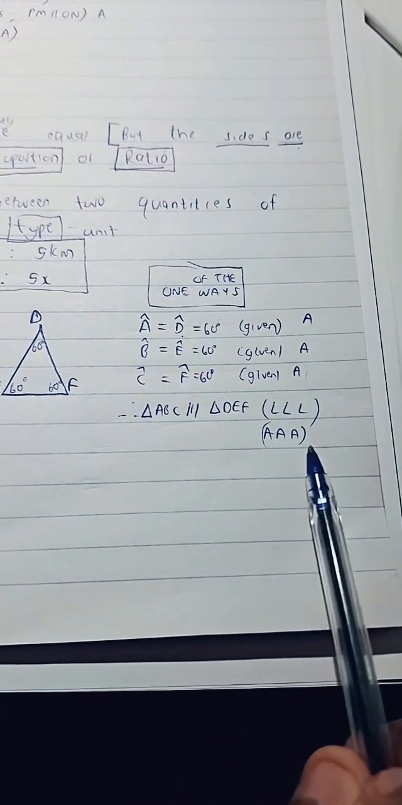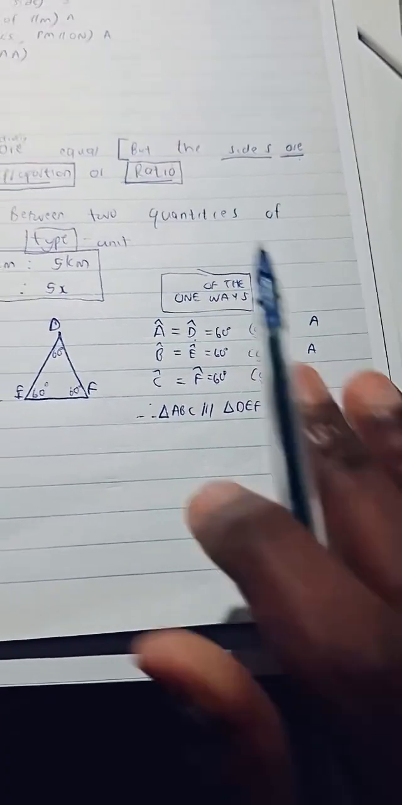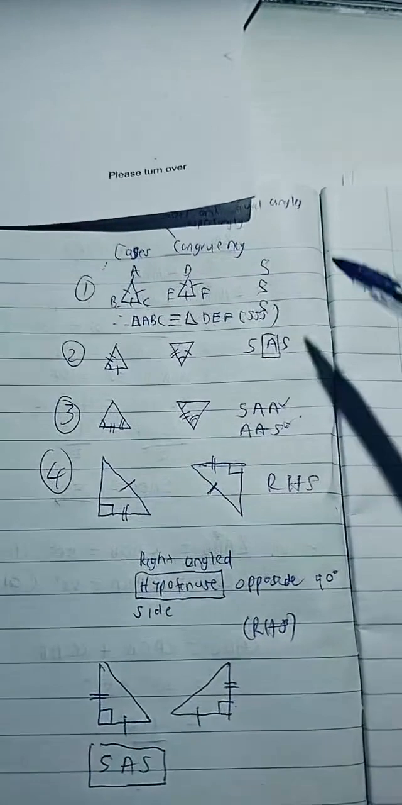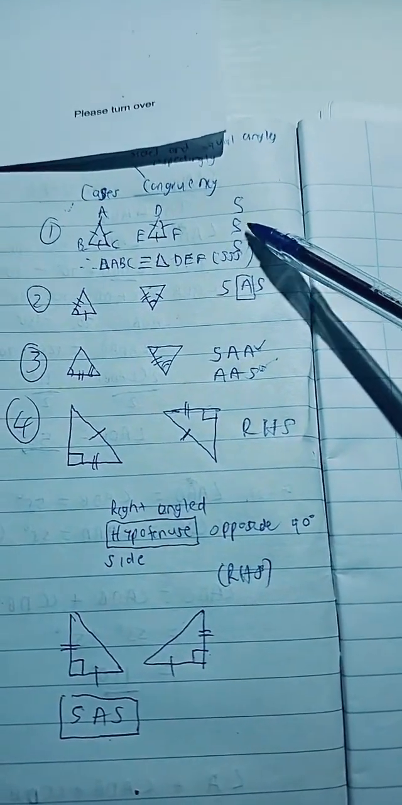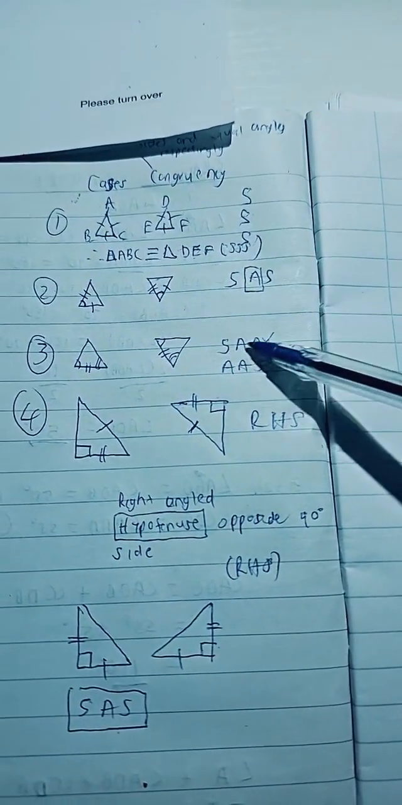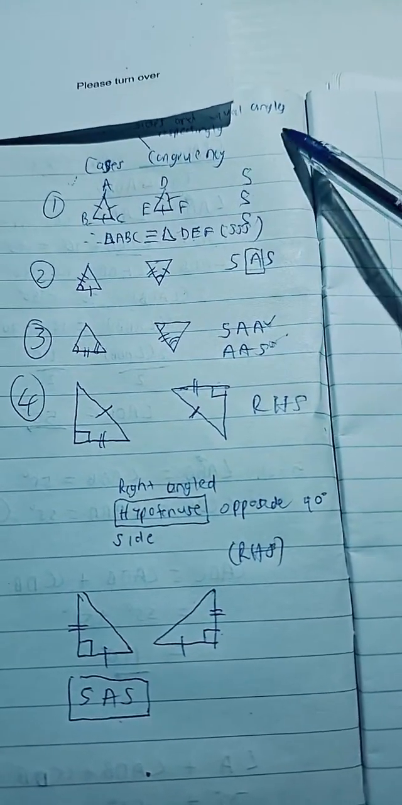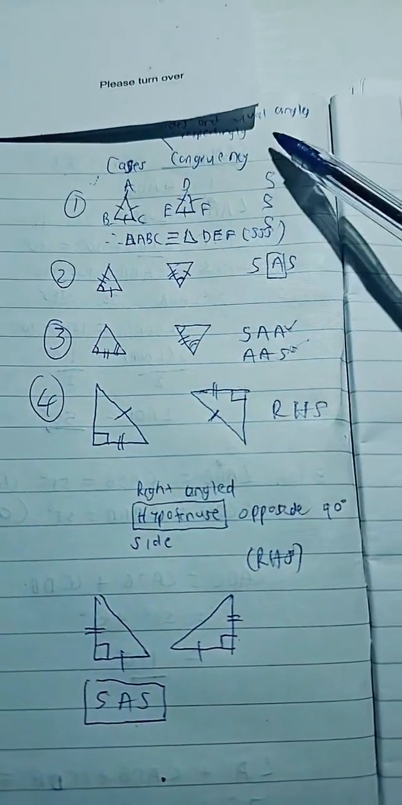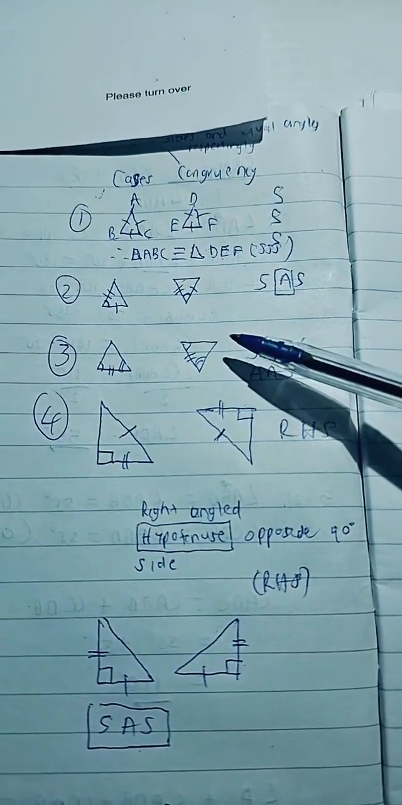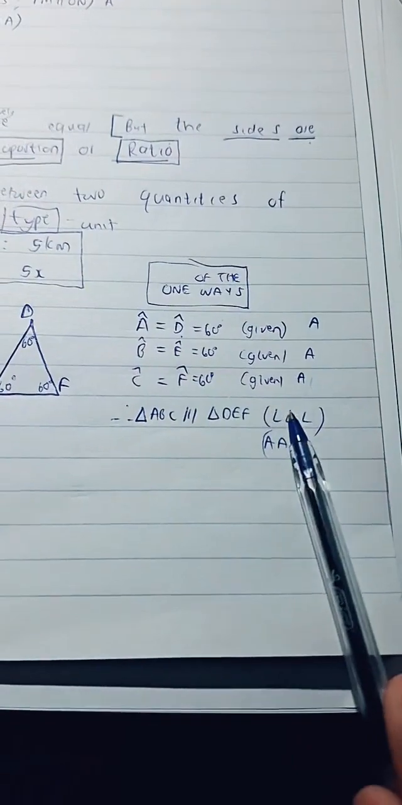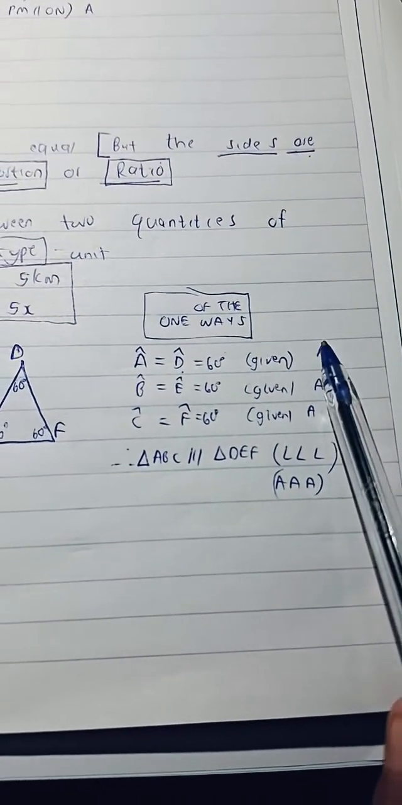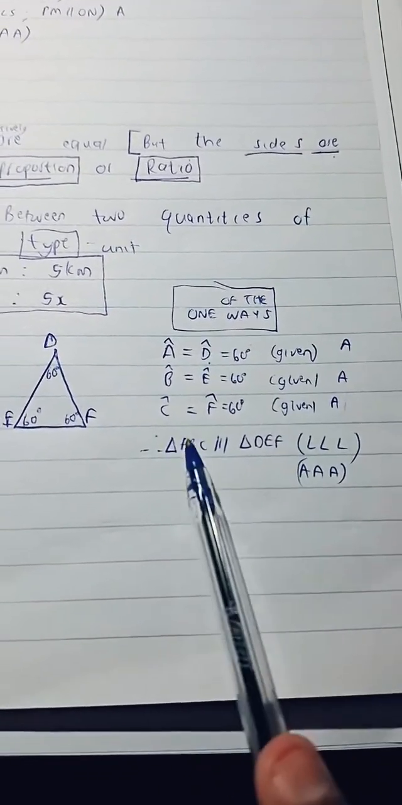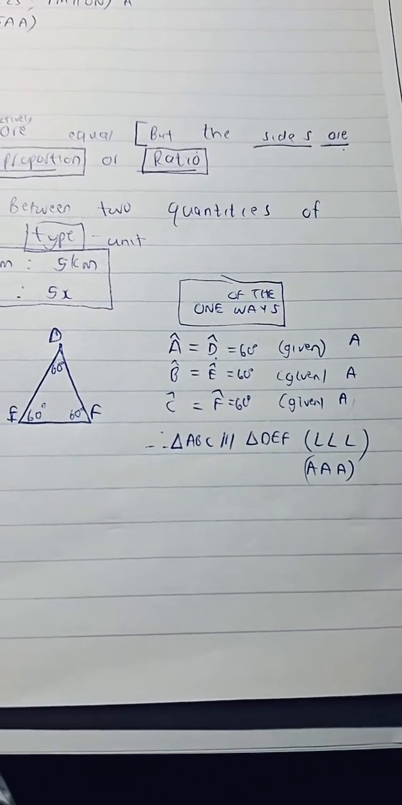Remember, guys, that AAA is not a case of congruence. I spoke to you about the cases of congruence. There are 4 cases: SSS, SAS, SAA, and RHS. These are the only 4 cases we have for congruence. This one here, angle, angle, angle, is not a case of congruence. It is a way of proving similarity of triangles.